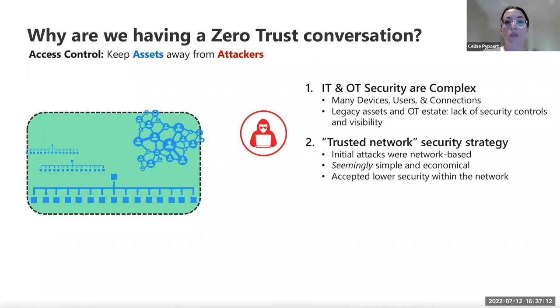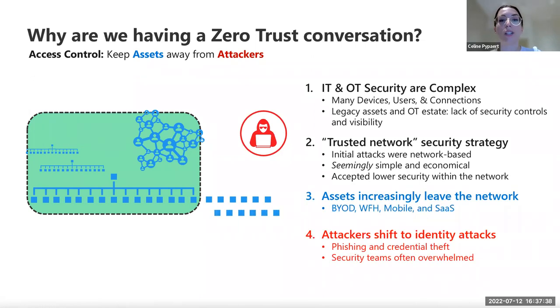Initially, we looked more at the trusted network, as in we used to accept lower security within the network. And I can admit that I was guilty of that in my first security job, where I was more concerned about the external network when doing external or internal pen testing. It's quite interesting looking back, because just because something's internal doesn't mean that you can inherently trust it. You want to be able to continuously verify it and double check.